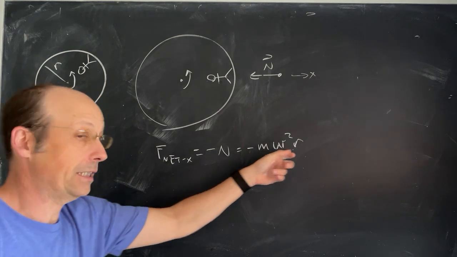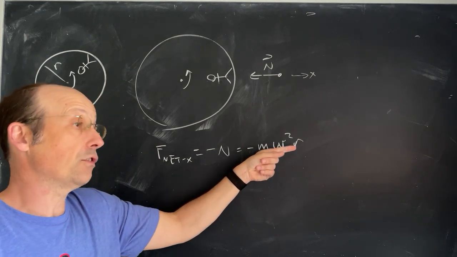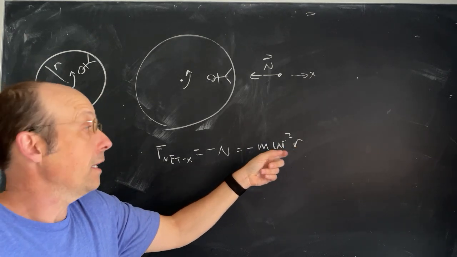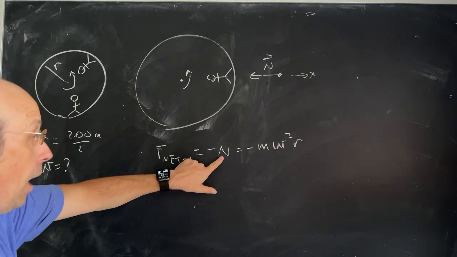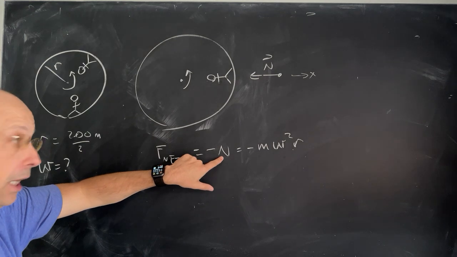Right? So this is the mass times acceleration, and the acceleration is v squared over r, or the angular velocity squared times r. You can write it either way. And in this case, I want N to be equal to mg.